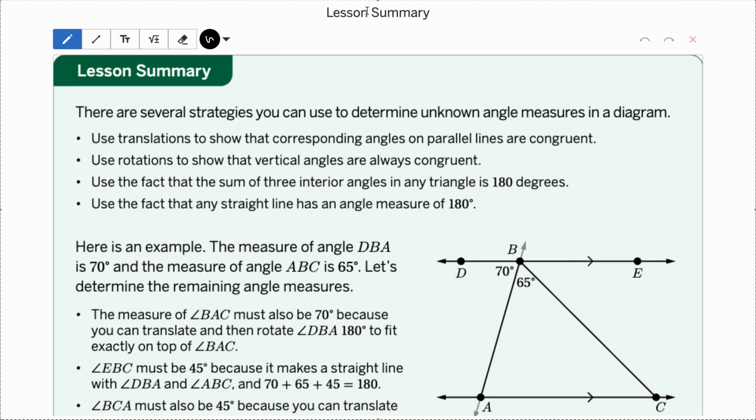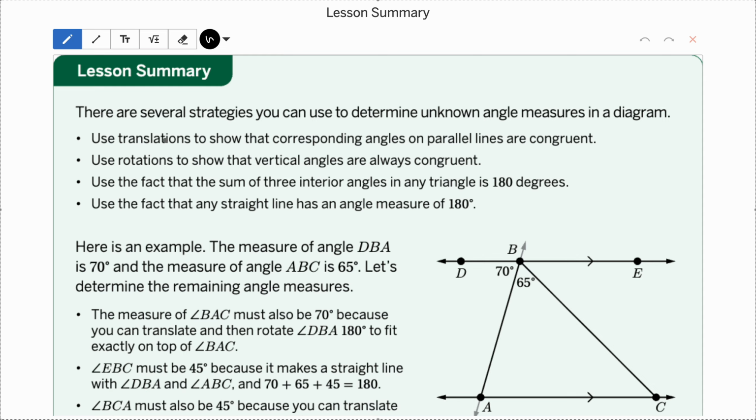Okay, so what I first want to say is make sure that you read the lesson summary. This is going to help set you up for success when you start the homework, okay? So, there are several strategies you can use to determine unknown angle measures in a diagram. Use translations to show that corresponding angles on parallel lines are congruent.